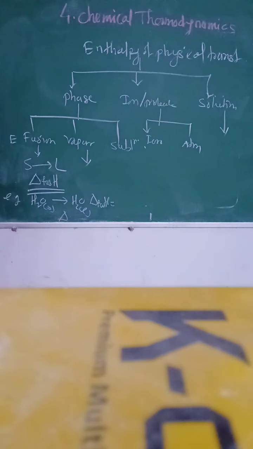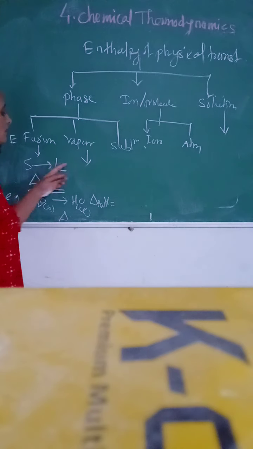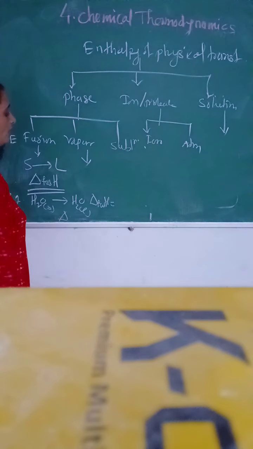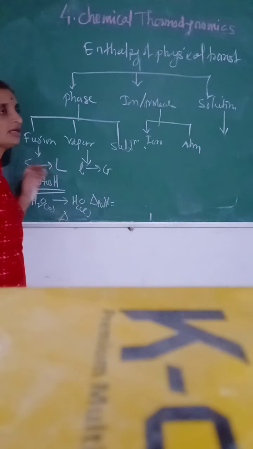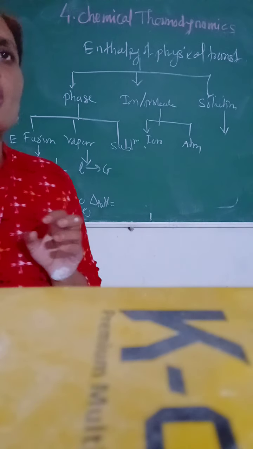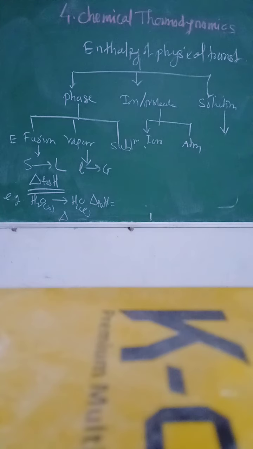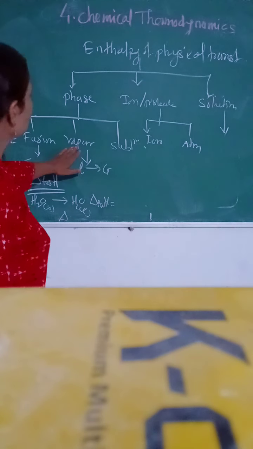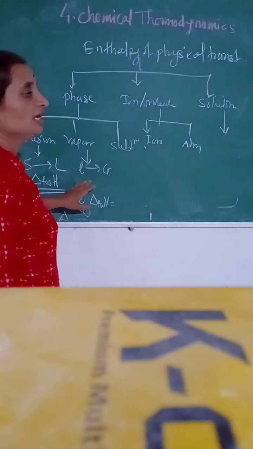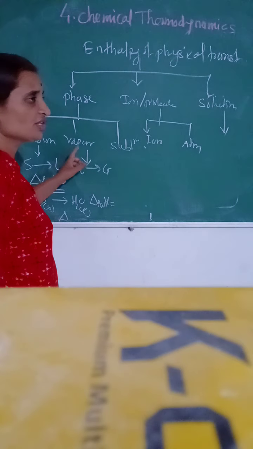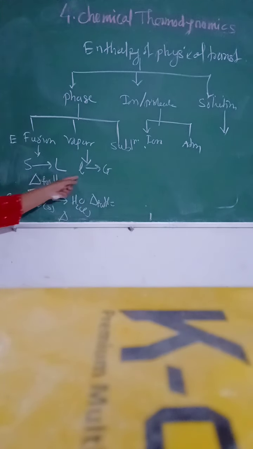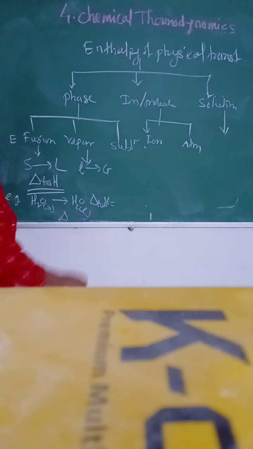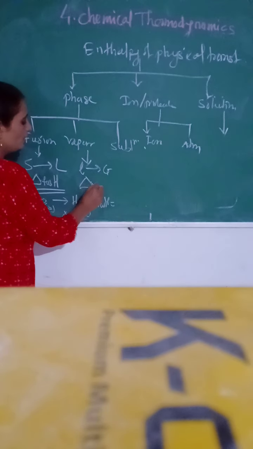Then the second term is vaporization. That will be the enthalpy change that occurs when 1 mole of liquid is converted into the gaseous state at constant temperature and pressure. We have to call it the enthalpy of vaporization. It is the enthalpy change that occurs when liquid is converted into the gas phase. That will be the vaporization.